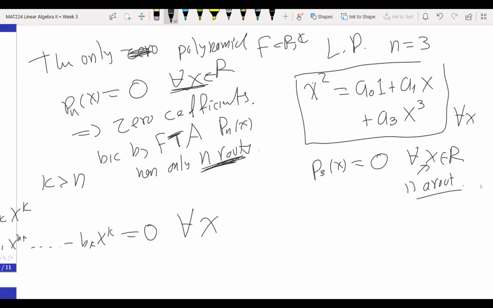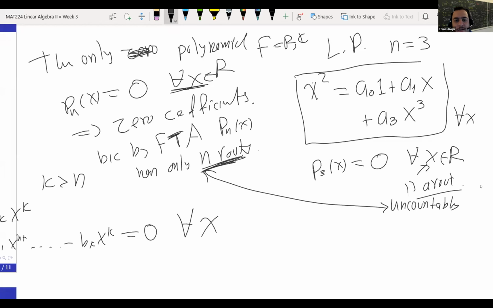Oh, yeah, okay. Here you have uncountably many. Here it says no, you can only have n. FTA says that if your polynomial is non-zero, like the an coefficient, the leading coefficient, is not 0, then you have n roots. Is that okay? So yeah, that was the trick.